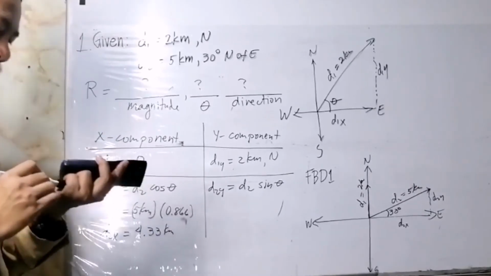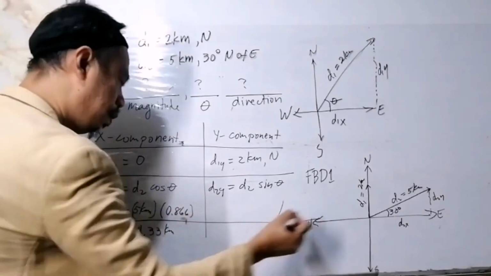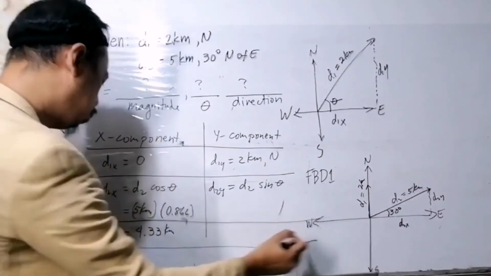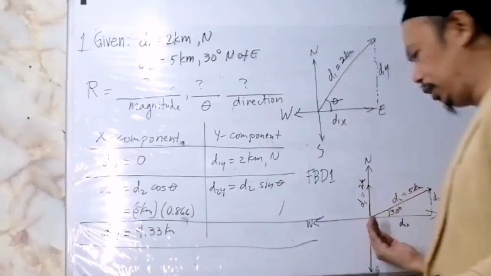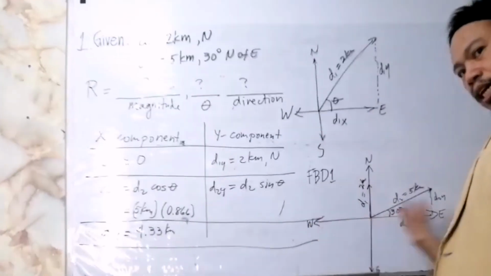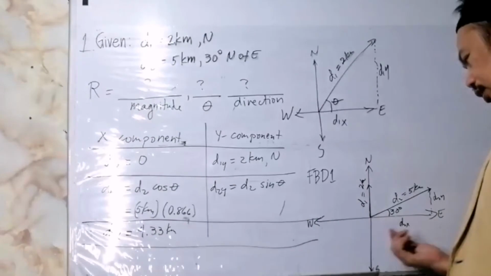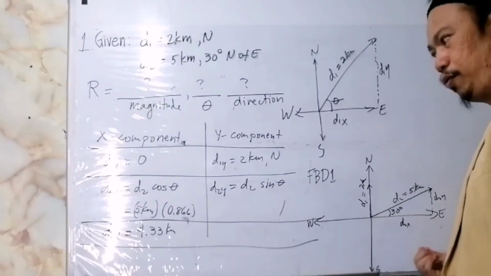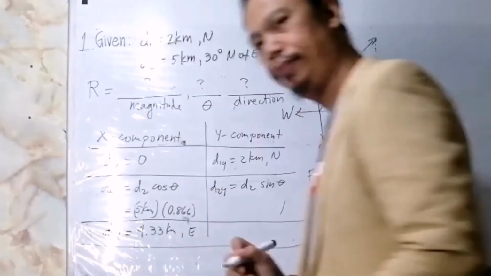d2x. Okay, now, how can we get the direction of the d2x? Okay, where's the d2x? Is it in east or west? Right, that is in east. Therefore, the direction here is east.